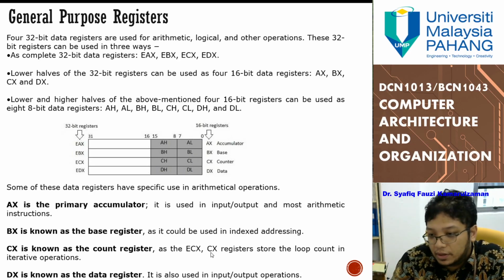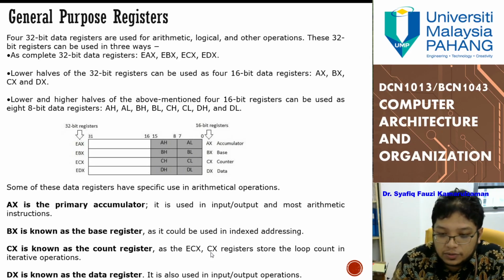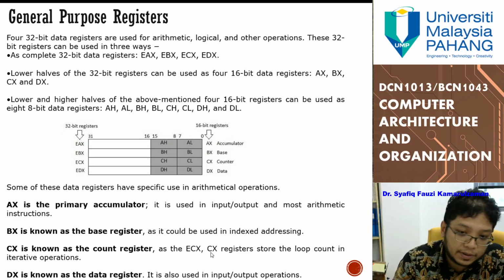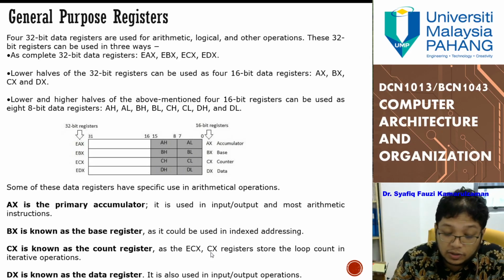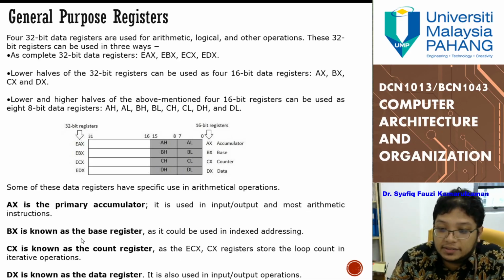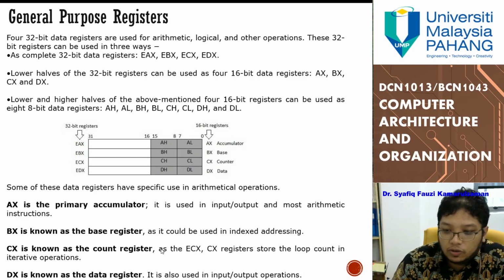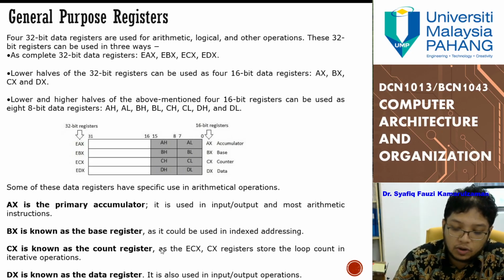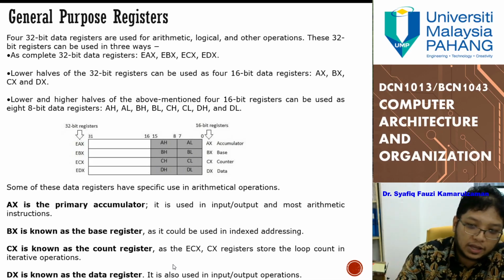BX, which is known as the base register, is used for index addressing. So it's used for indexing any memory location inside your random access memory or inside your processor, inside your hard drives. Then CX is known as the count register. The CX register stores the loop count in iterative operations. For example, if you're familiar with loops in programming, like the for command inside a higher level language such as C programming, the loop count is being counted inside the CX. And then you have D, the data register. It is used for input-output operations to support the accumulator itself.